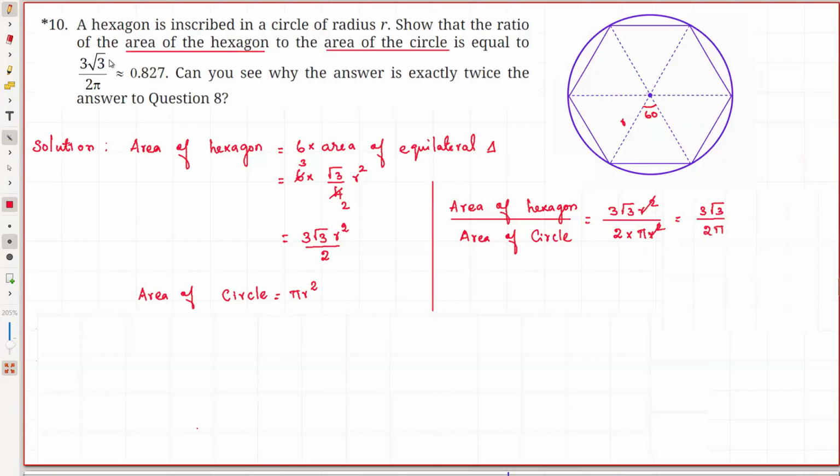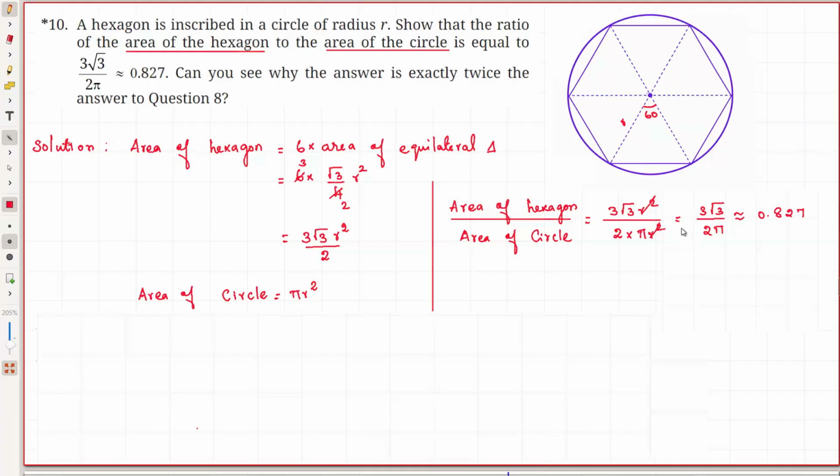So that's what we had to prove: 3 root 3 divided by 2 pi. If you take root 3 as 1.73 and pi as 3.14, you will get approximately 0.827. So now this is the answer.